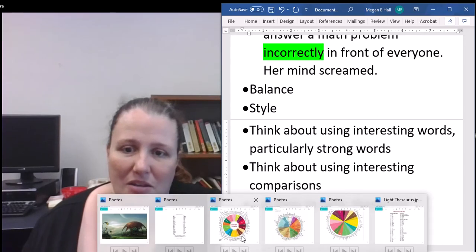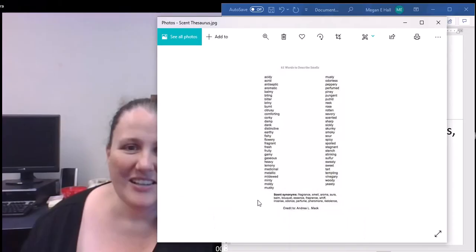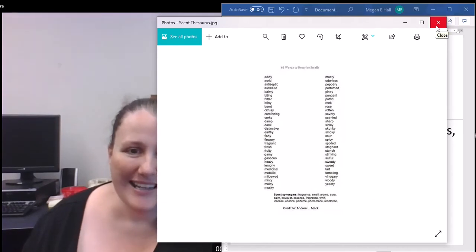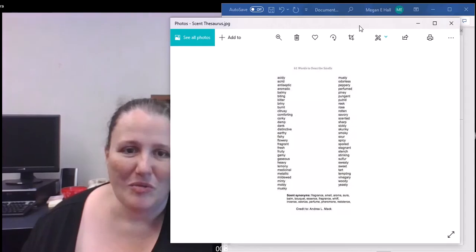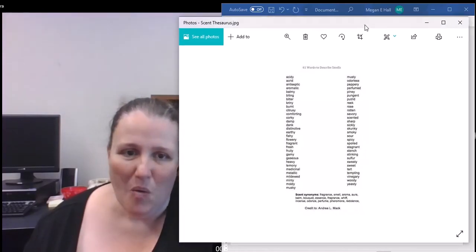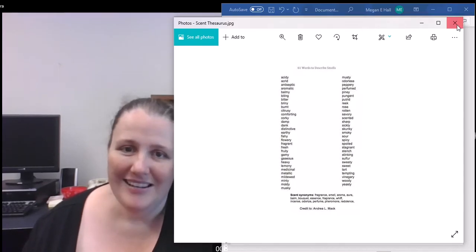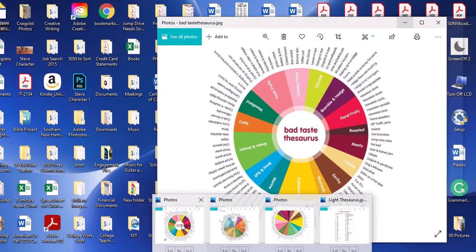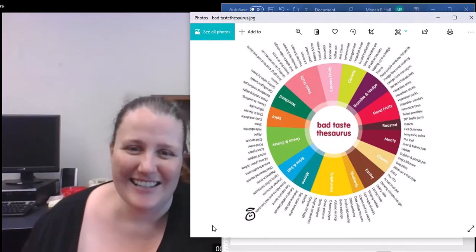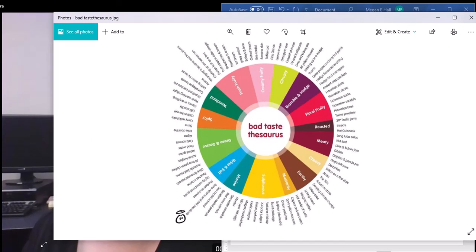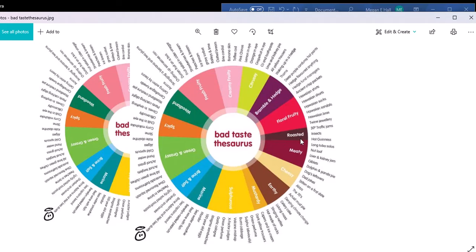There are a couple other ones that I use. That was from setting. This is a list to describe smells. I find that sometimes helpful. Antiseptic versus sour. Do you have a nurse who smells like antiseptic, or does he or she smell like sweat? Or do they smell lemony and delightful? This is a bad taste thesaurus. I don't remember where I found this, but I love it so much. Roasted, meaty, cheesy, earthy, mustardy, things that don't taste that great.